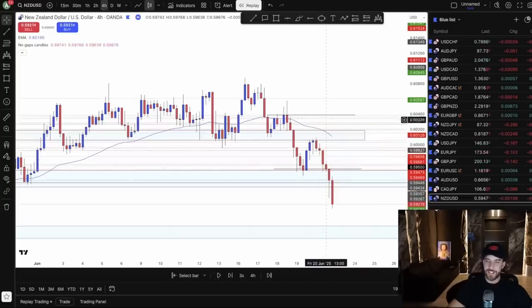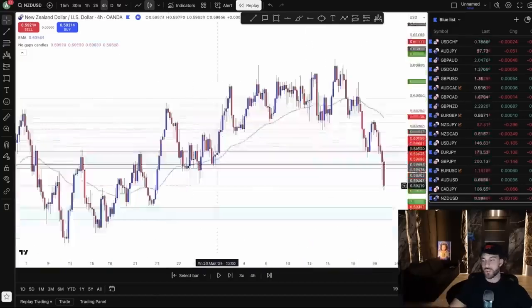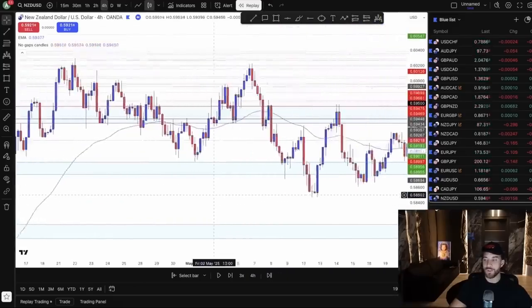That right there, ladies and gentlemen, is a perfect example of a head and shoulders. And this is just a random chart that I found here on TradingView. Head and shoulders patterns happen literally everywhere throughout the market.